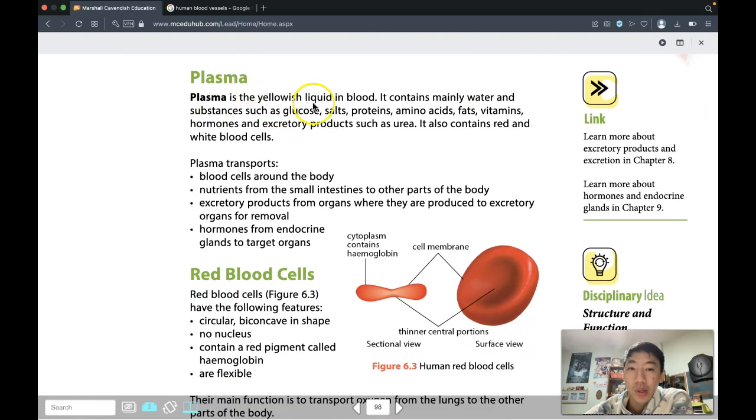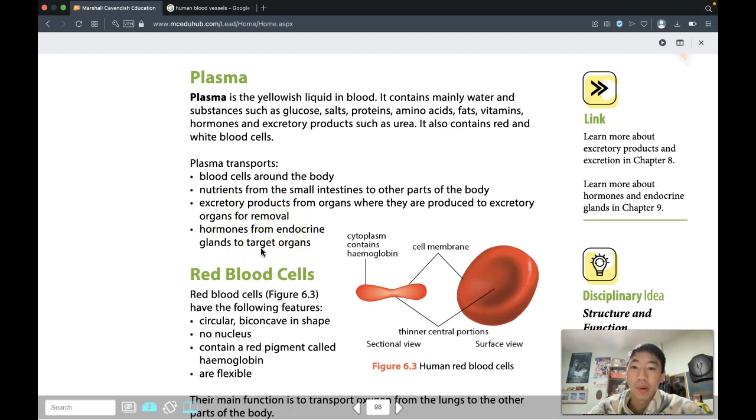Plasma is a yellowish liquid in blood. It contains mainly water and substances such as glucose, salts, proteins, amino acids, fats, vitamins, hormones, and excretory products such as urea. It also contains red and white blood cells. Plasma transports blood cells around the body, nutrients from the small intestine to other parts of the body, excretory products from organs where they are produced to excretory organs for removal, and hormones from endocrine glands to target organs. We'll talk more about the endocrine system in subsequent chapters.